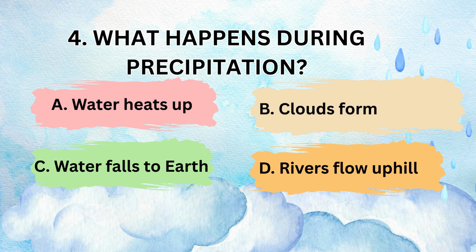Question 4. What happens during precipitation? A. Water heats up. B. Clouds form. C. Water falls to earth. D. Rivers flow uphill.